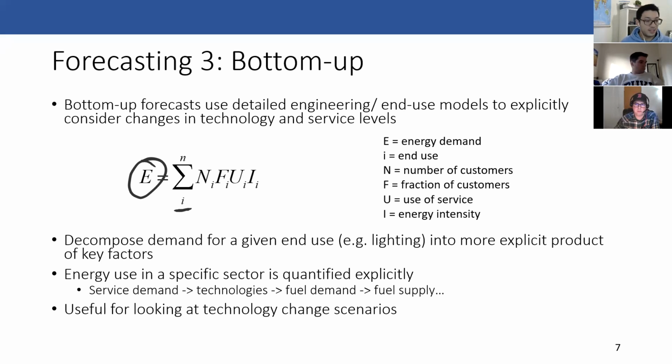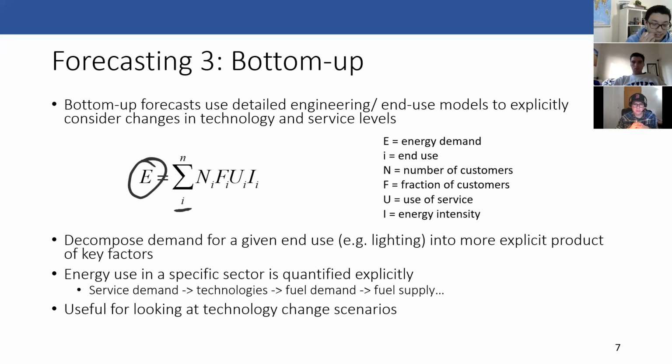In this example, this could be lighting, or it could be transportation, which probably breaks down into a whole bunch of other things, like car transport, bus transport, airplanes, and all of that would have to get integrated into this system in order to get at your total energy demand.